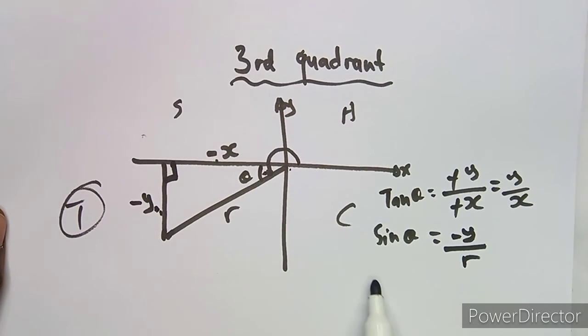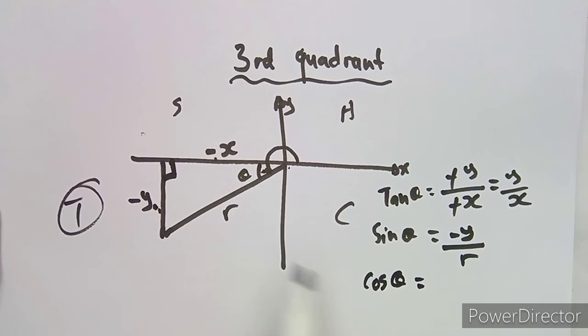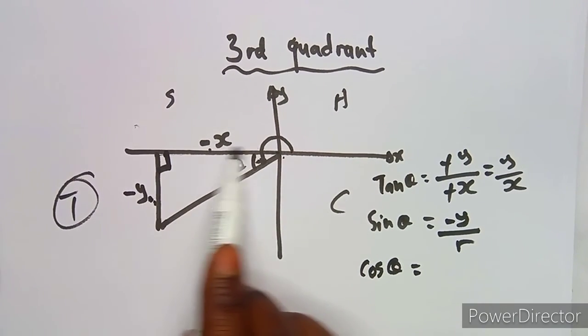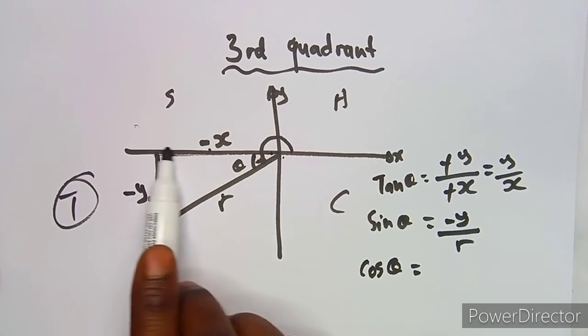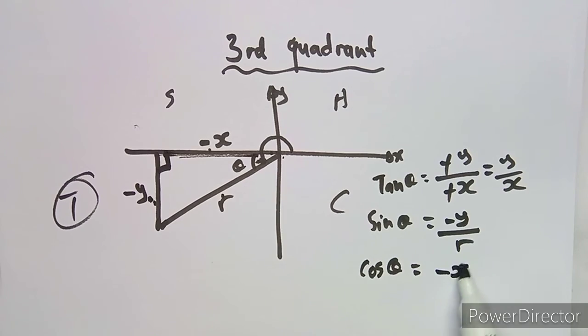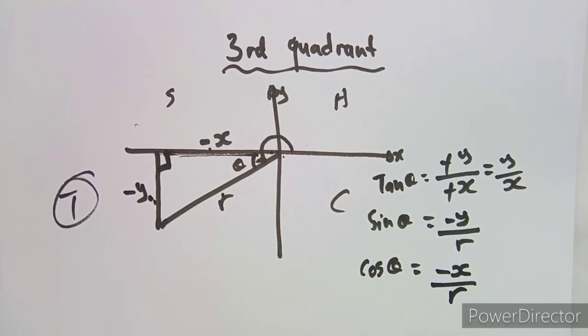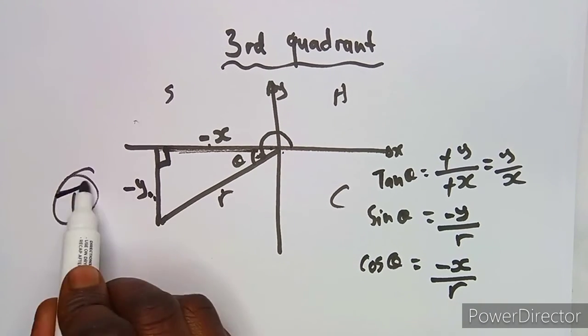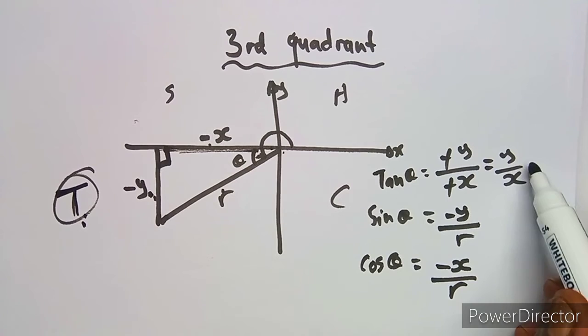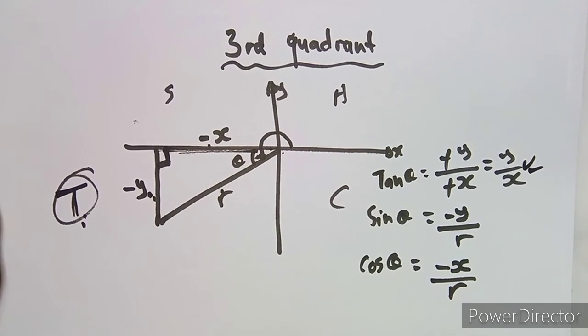Let's also prove it for cos theta. It's going to be adjacent over hypotenuse. So adjacent is minus x over r. As you can see, it's a negative. So that's why we are saying tan is the only one which is positive, which is true.